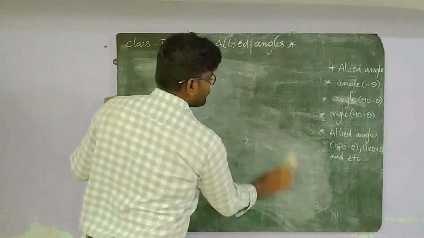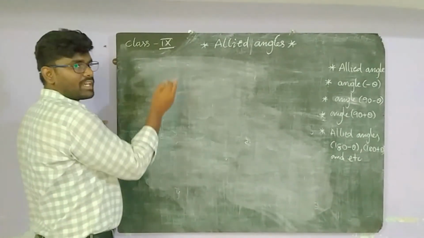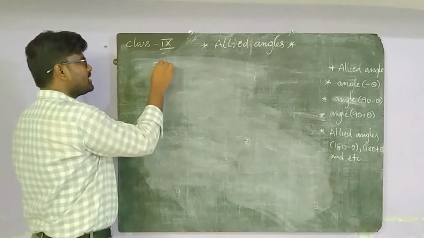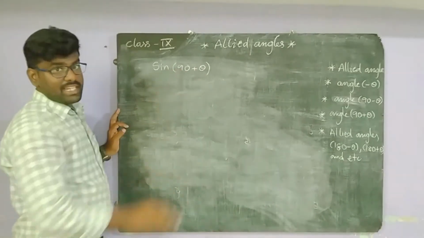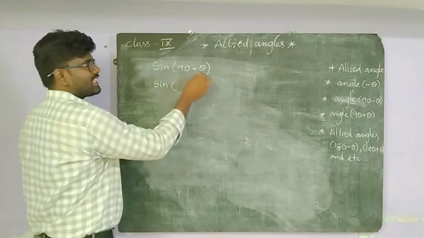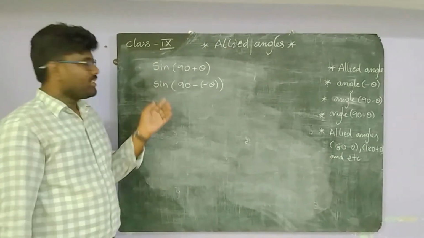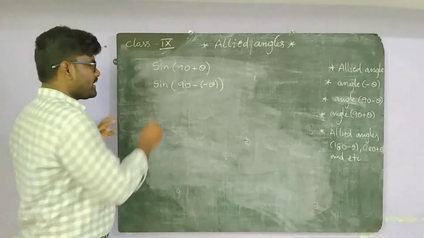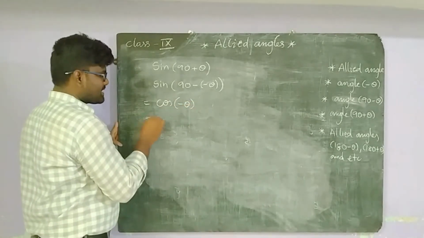By using this, we can say sin 90 plus theta, or sin 180 plus or minus theta, any allied angles you can take. Let us take one of them: I want sin 90 plus theta. Clearly we know sin 90 minus theta means cos theta. That means we can write 90 plus theta as 90 minus of minus theta. Before, we learned sin 90 minus theta is cos theta. That means cos of minus theta, and cos minus theta is cos theta.